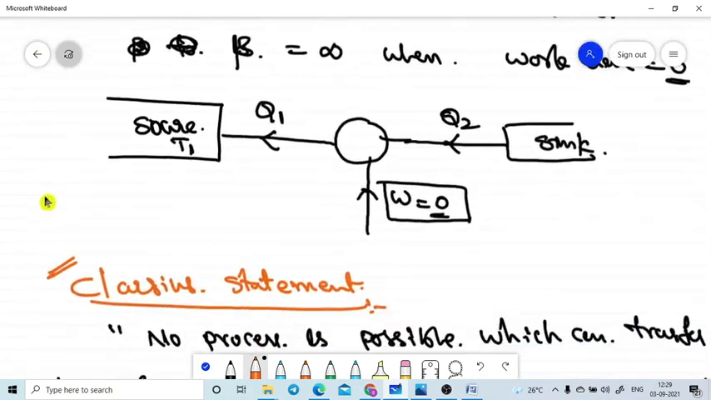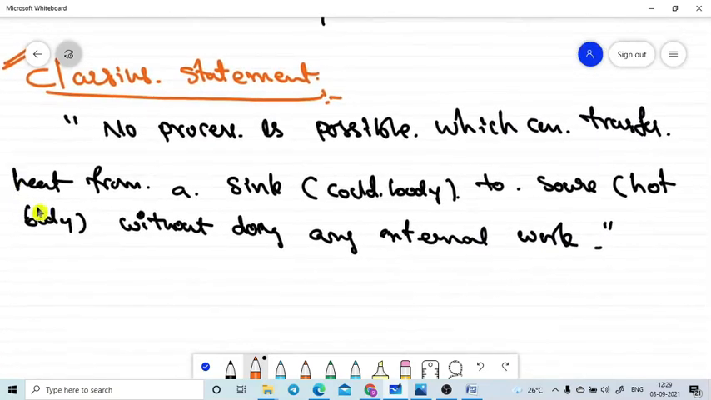The second is the Clausius statement, which says that no process is possible which can transfer heat from the sink, the cold body, to the hot body without doing any external work. These are the two statements that make up the second law of thermodynamics.